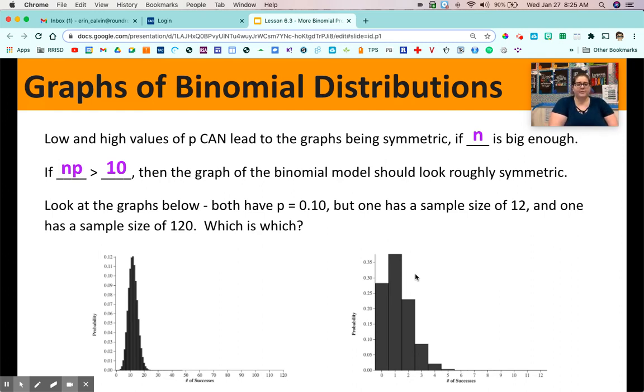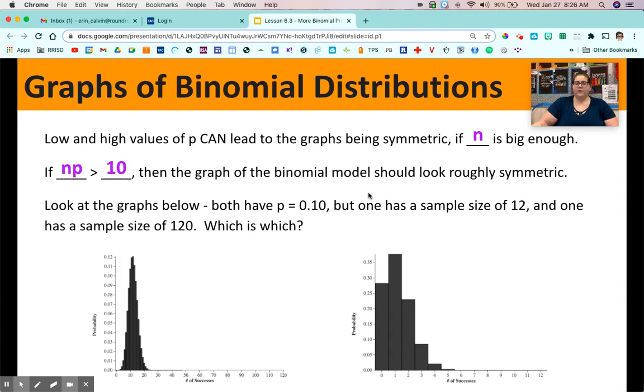So if I look at the graphs below, both of them have the same p of 0.10, which is pretty low. But one of them has a sample size of 12, while the other one has a sample size of 120. And I want you to think about which is which, right? So again, if we use our rule up here, that if n times p is greater than 10, then we know that the graph should look pretty symmetric. So if I think about which one of these, a sample size of 120 or a sample size of 12, is going to have n times p greater than 10.